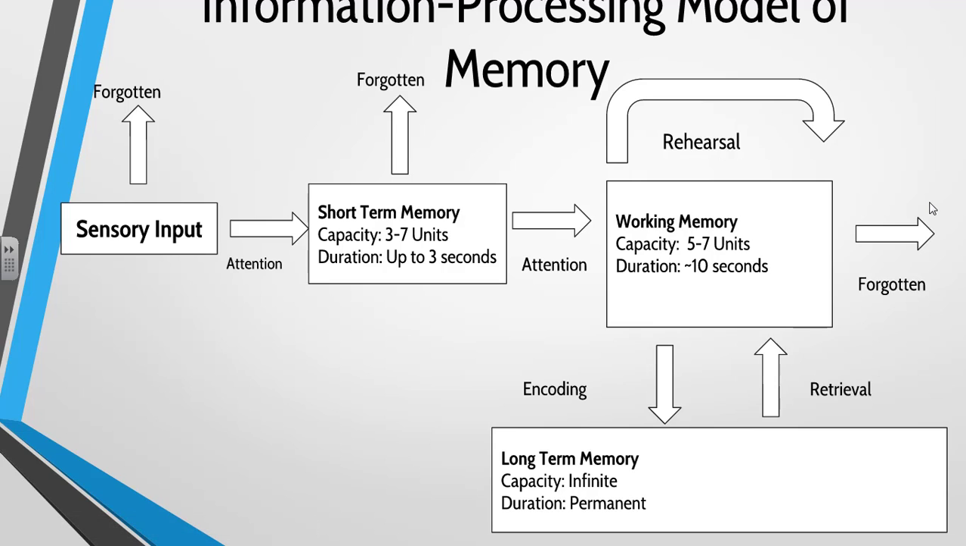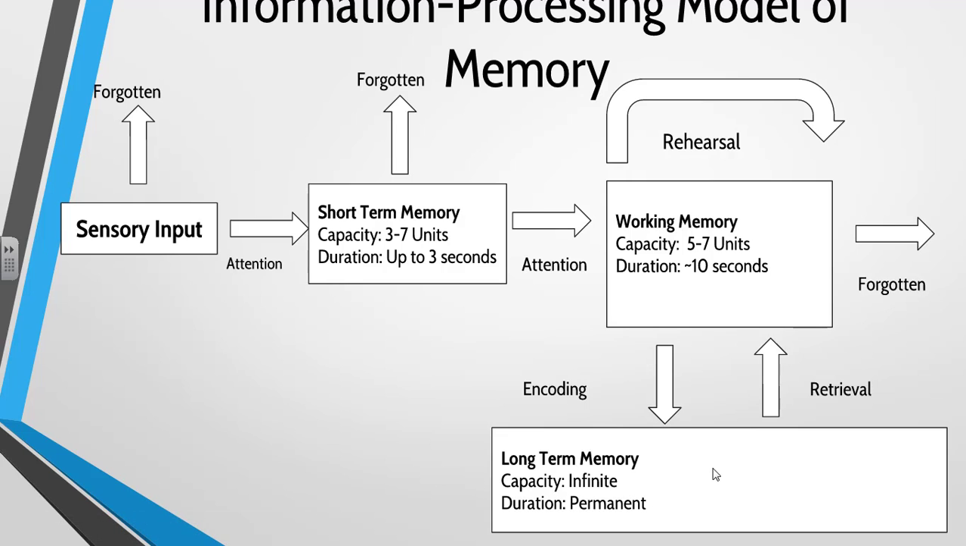Then, if you call that phone number all the time, it has been encoded, and now it's in long-term memory. So long-term memory has an infinite capacity. That's why it's the biggest box. And its duration is permanent. So if some type of input has made it all the way to long-term memory, it's there forever. It has been encoded. So you notice there's no arrow coming off of long-term memory that says forgotten.